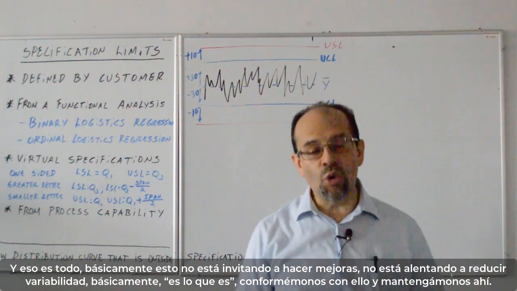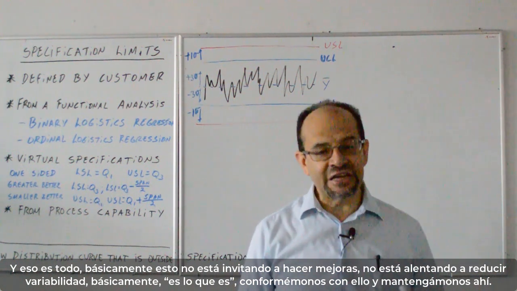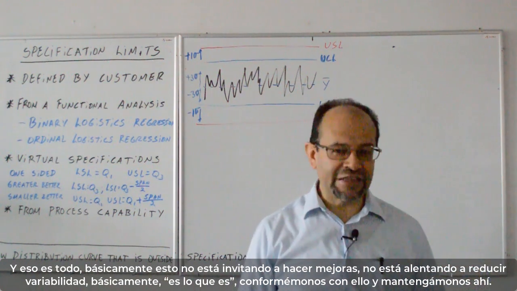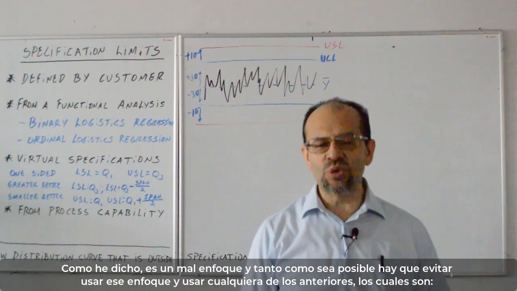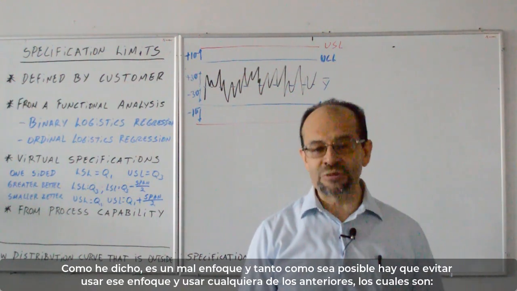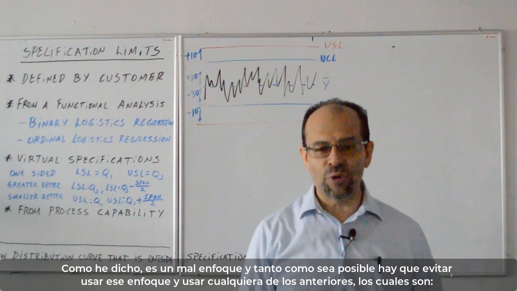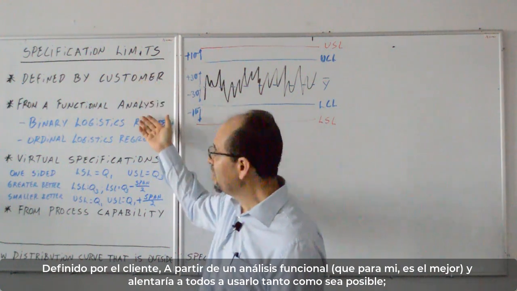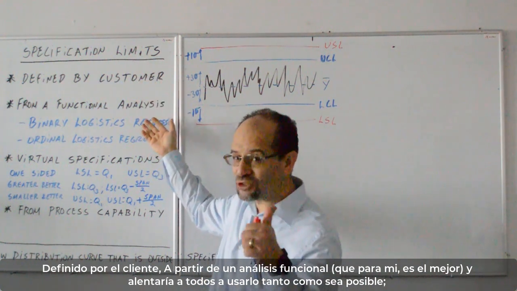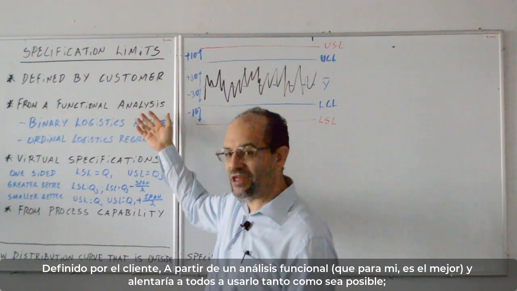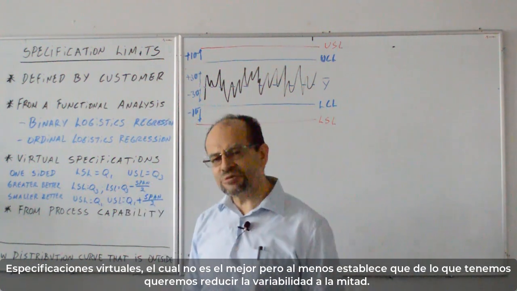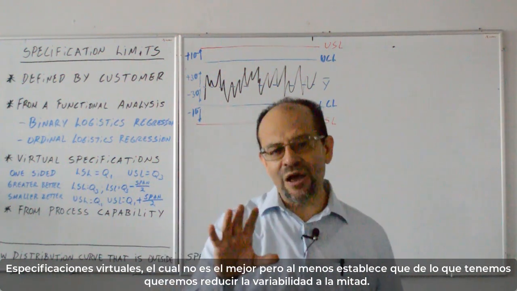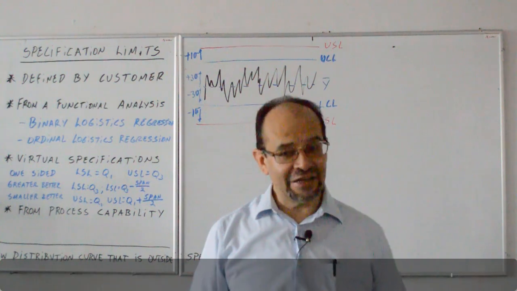It's not encouraging to reduce variability. It is what it is. Let's conform with that, and then let's maintain the specs. And that, as I have said, is a very bad approach. As much as possible, I will avoid that approach, and I would prefer to use any of the other ones, which is defined by the customer. From a functional analysis, to me, is the best one. I would encourage everyone to do that one as much as possible. Or virtual specs, which is not the best, but at least what we are stating is, from what I have, I want to reduce variability to half, and basically that's it.